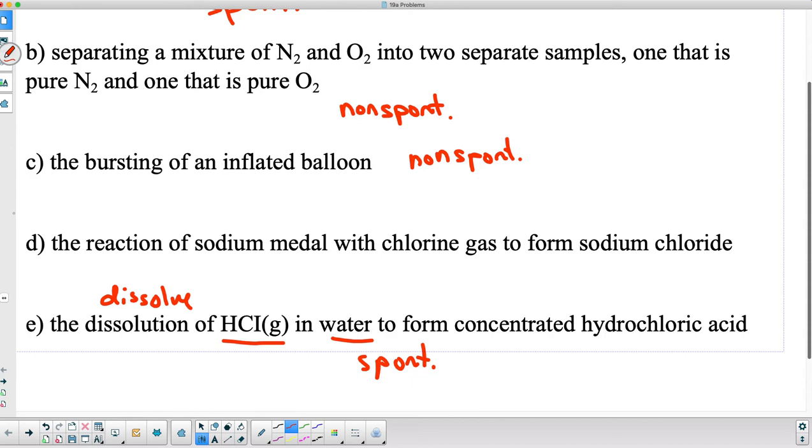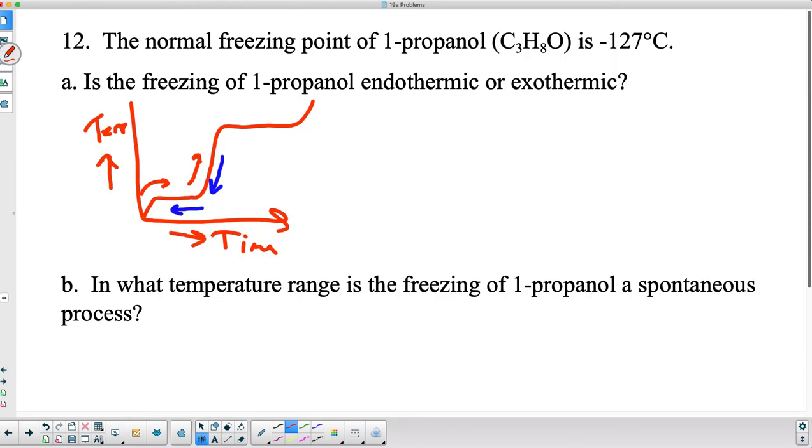Okay, moving on. Let's go on to problem number 12. The normal freezing point of 1-propanol is negative 127 degrees Celsius. Is the freezing of 1-propanol endothermic or exothermic?